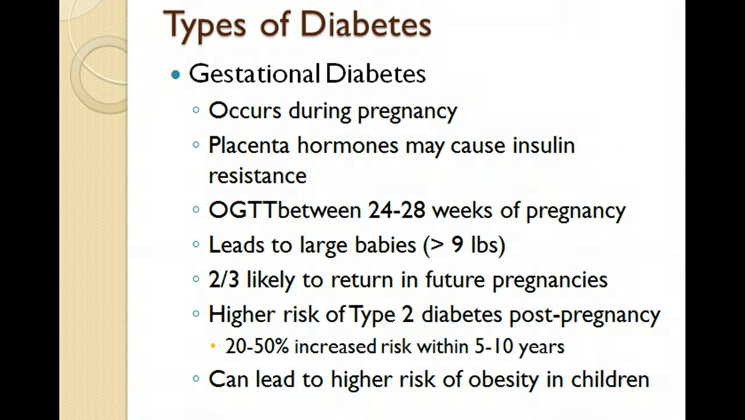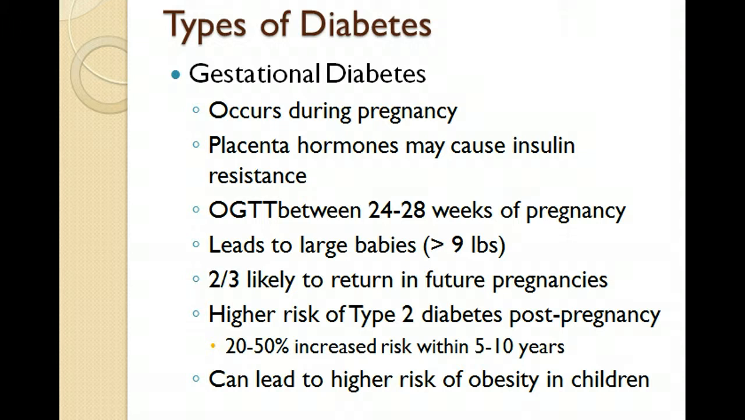Gestational diabetes is a type of diabetes that occurs during pregnancy. So the women are going to be tested. They'll have that oral glucose tolerance test, that 2-hour blood test, typically in their second trimester, a little more than halfway through, 24 to 28 weeks of pregnancy. The hormones of the placenta lead to insulin resistance on their own. And there are several reasons why women need to be tested for gestational diabetes.